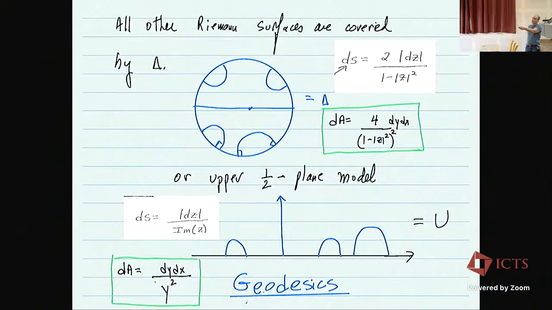So an area element of the unit disk looks like this, okay, where z is equal to x plus iy. Or in the upper half plane model, it looks like this. Sorry, this is the area element. This is the line element, okay? And here's the line element in the upper half plane. The geodesics look like arcs of circles perpendicular to the boundary, or diameters in the disk case. And in the upper half plane case, there are again arcs of circles perpendicular to the boundary and vertical lines. And the area element here in the upper half plane looks like this, okay?